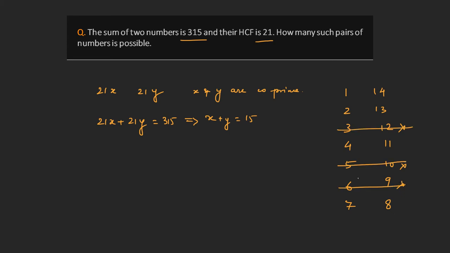Now, if you take any of these pairs and multiply the numbers by 21, you will get two numbers whose sum is 315 and whose HCF is 21. And as you can see, there are 4 such pairs possible. So, the answer is 4.